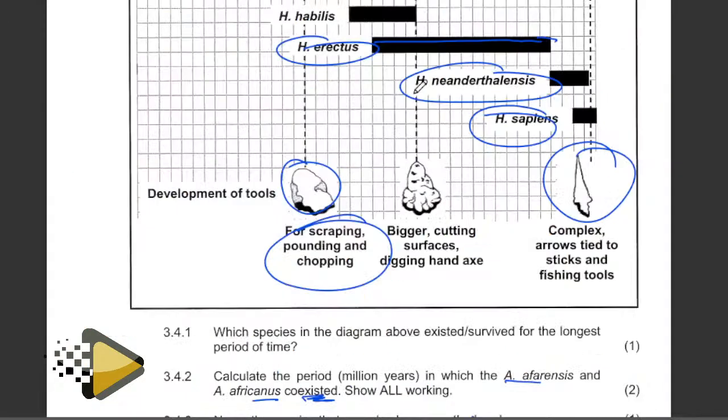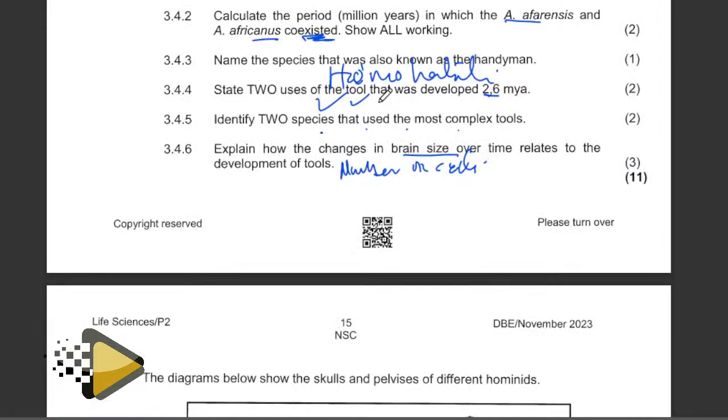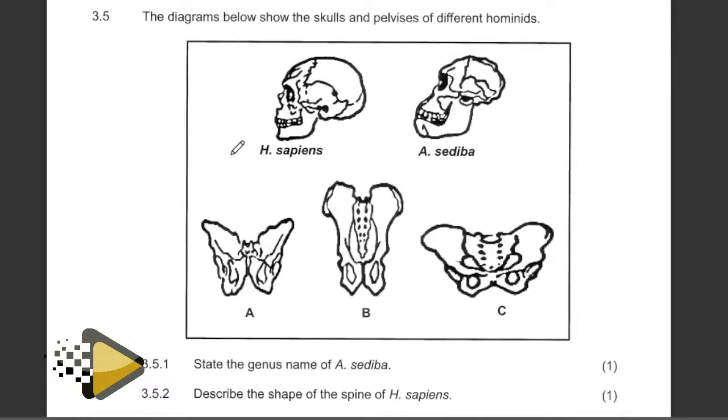Then we go to the next question. They're saying name two species used to explain the size. So we are done with that. Let's go to the last question.